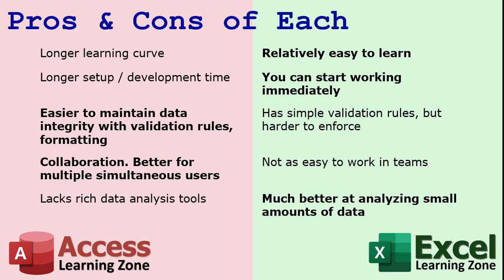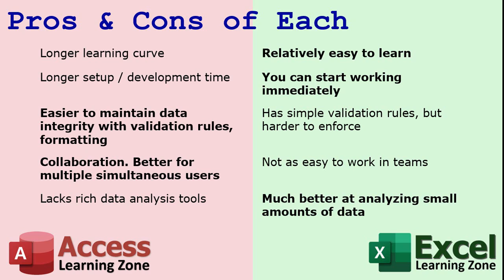Collaboration. Access is better for multiple simultaneous users. With Excel, it's not quite so easy to work in teams. Yes, you can share a file on the network, but you really shouldn't edit it at the same time. Excel Online does have some multiple simultaneous user capabilities. So does Google Sheets. In fact, you can see each other editing a spreadsheet at the same time. But again, Access does this much, much better.